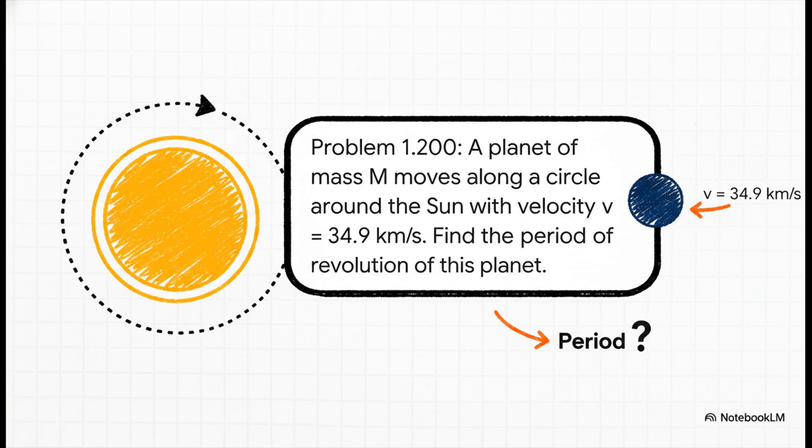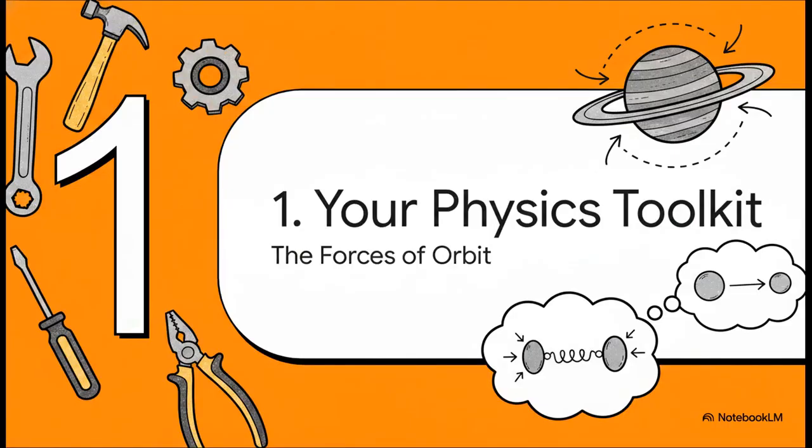This is the exact challenge we're going to break down together. It's from a pretty famous collection of physics problems. So, what do we have? We've got a planet. Its mass is just called m, so we don't know what it is. But we do know its speed, a very zippy 34.9 kilometers per second. Our job? Find its period of revolution, which is really just the fancy physics way of saying, how long is its year?